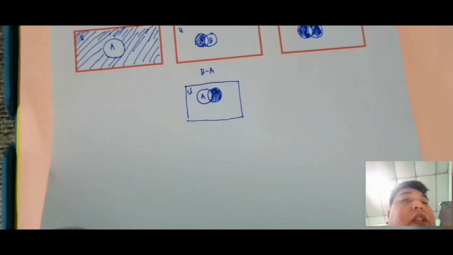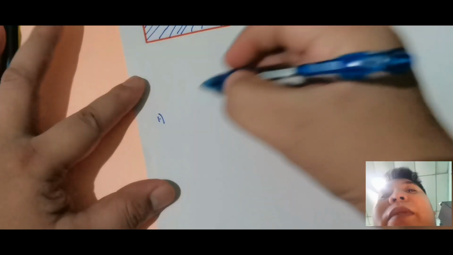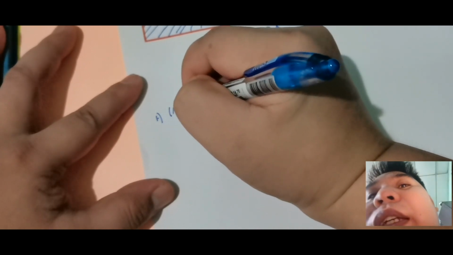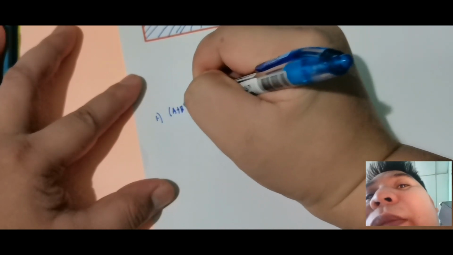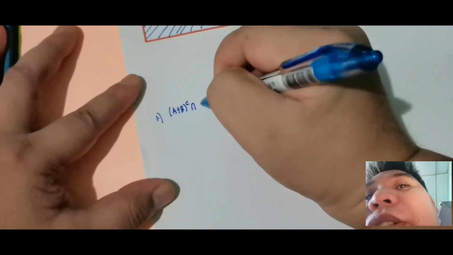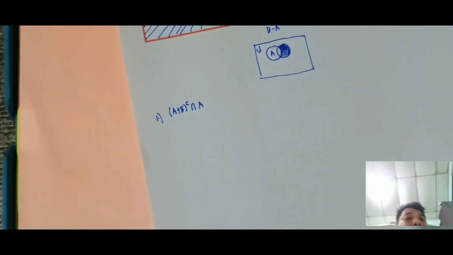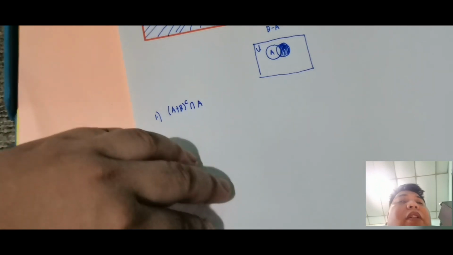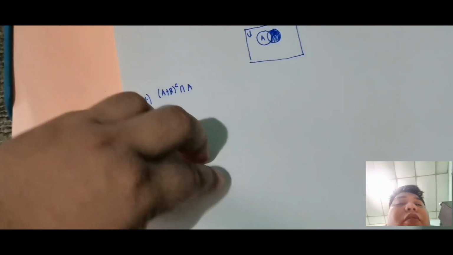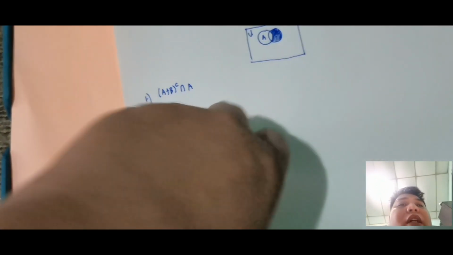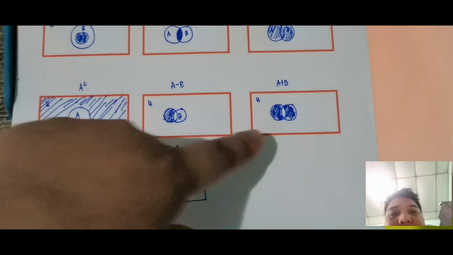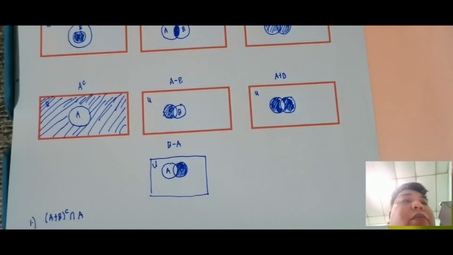So, mag-example ako dito. So, for example, number 1, papadraw ko lang yung Venn diagram. So, for number 1, what is A plus B complement? Intersection A. Okay, so ipapadraw ko yung Venn diagram gamit yan. So, kung napansin mo, sir, A plus B complement, paano yun? So, meron kasi tayo dito kanina, A plus B. Okay? Kung napapansin mo, may A plus B dyan.